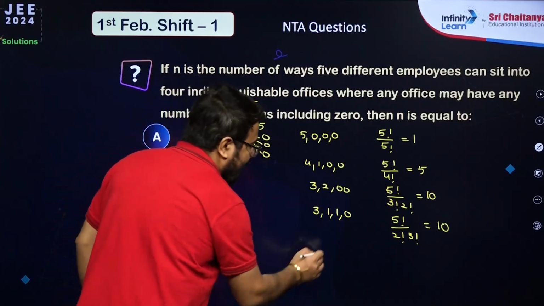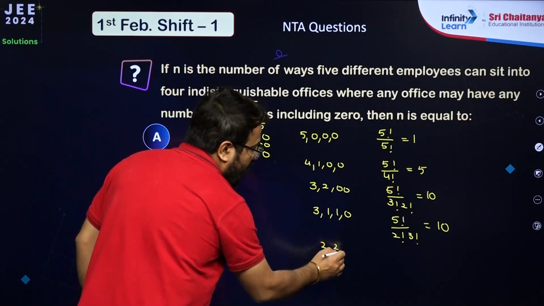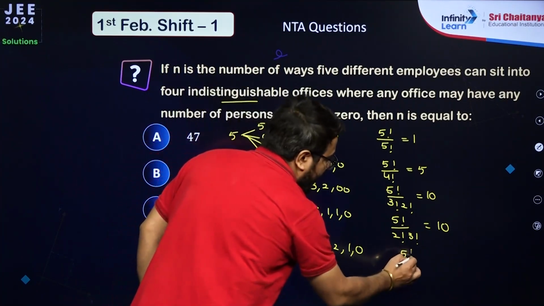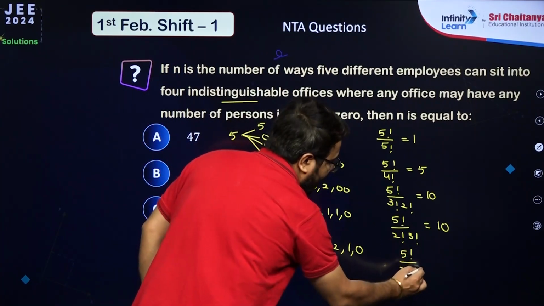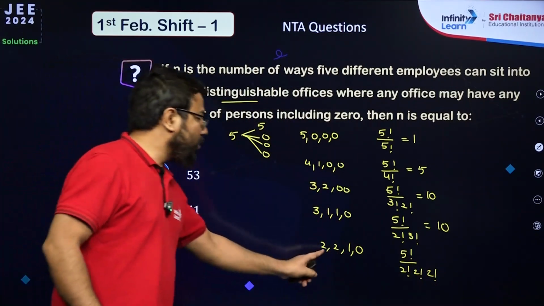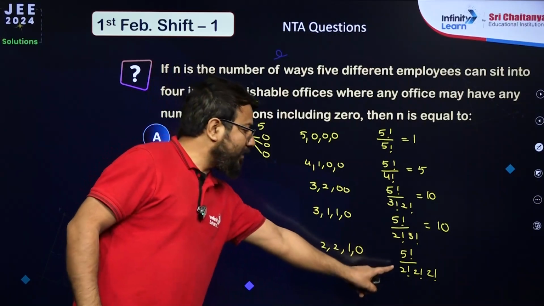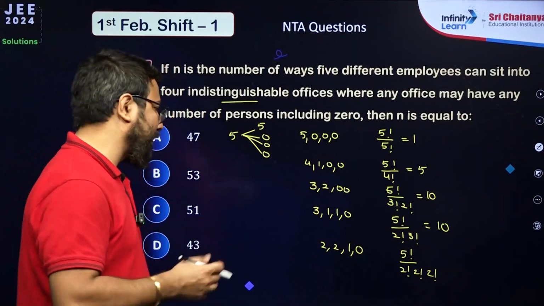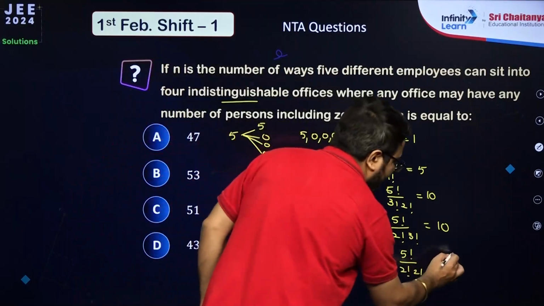Next possibility is 2, 2, 1, 0. So 5 factorial over 2 factorial, 2 factorial. One extra 2 factorial would be there because of these 2 equal size groups. Now 5 factorial over 2 factorial will be 5 into 4 into 3, that is 60. 60 over 2, 30 over 2, 15. So 15 would be there here.